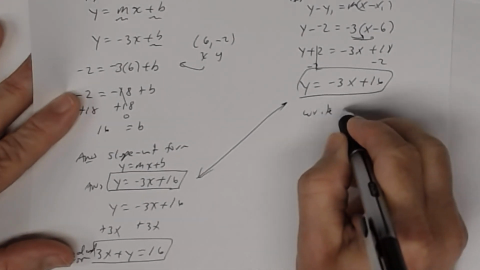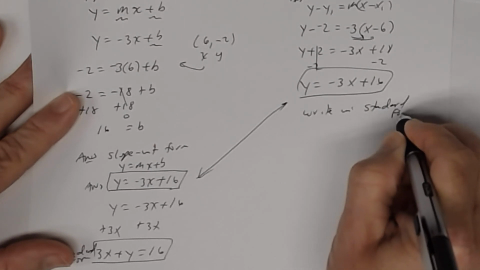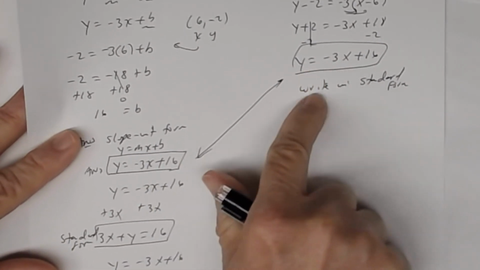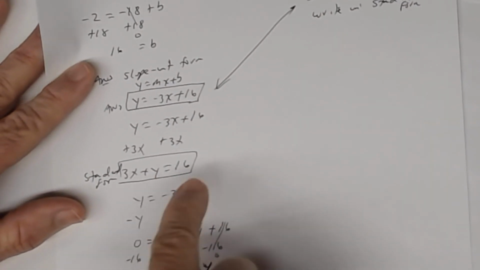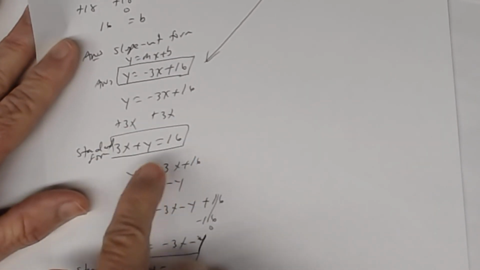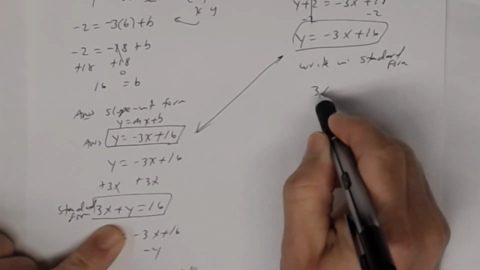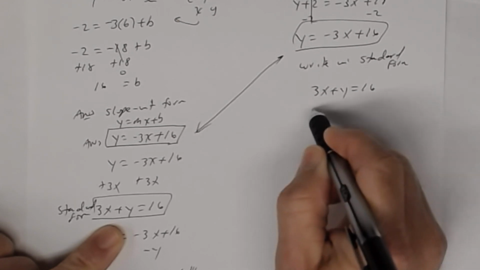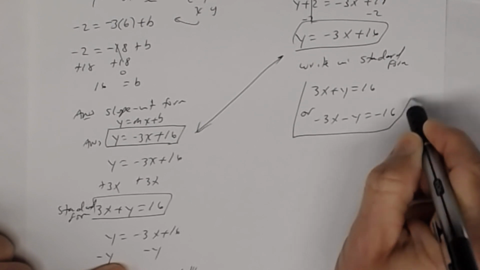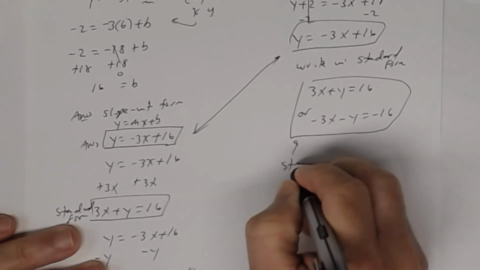Now we have to write it in standard form, right? But we already did that, so I'm not going to do it all over because it's the same thing. Once you get to this point, to write in standard form, you bring all the variables to one side and constants to the other, either to the left or to the right, it does not matter. So in standard form, you're going to say 3x plus y equals 16, or negative 3x minus y equals negative 16. That's standard form. So this is slope-intercept form, and this is standard form.